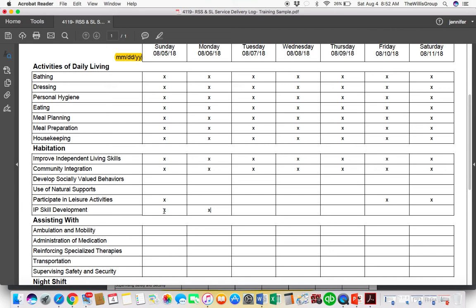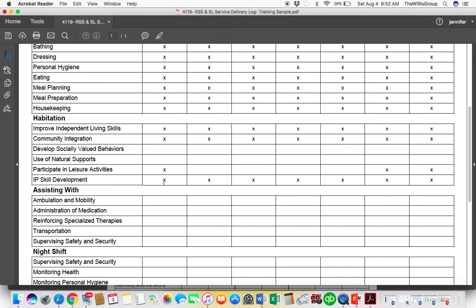IP skill development is something you're going to check off every day. It is created from the state, and so we should always be working on the IP skill development. This is talking about what, as a team, the company or the person's case manager has come up with as a daily skill that they need to be working on. And it may be something as simple as working on how to be independent, or cleaning their room, or washing dishes. If we help with ambulation or mobility, we're going to insert that.